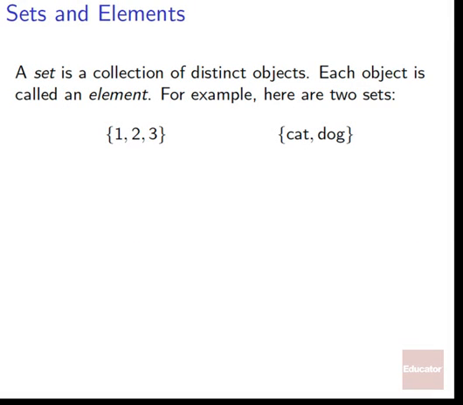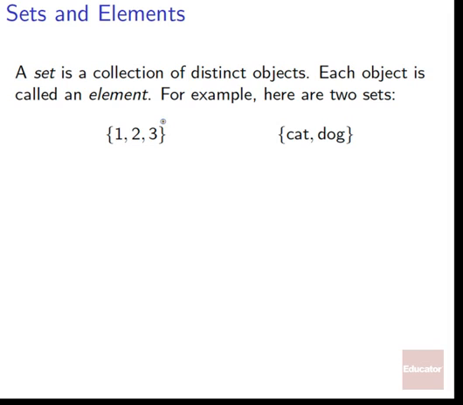A set is a collection of distinct objects. Each of the objects inside of a set is called an element. So for example, here we've got two sets. 1, 2, 3 is a set. Each one of those elements is different than all the other elements, right? 1 is not 2 or 3, 2 is not 1 or 3, and 3 is not 1 or 2. Similarly for the set cat, dog, we've got cat different than dog, dog different than cat.